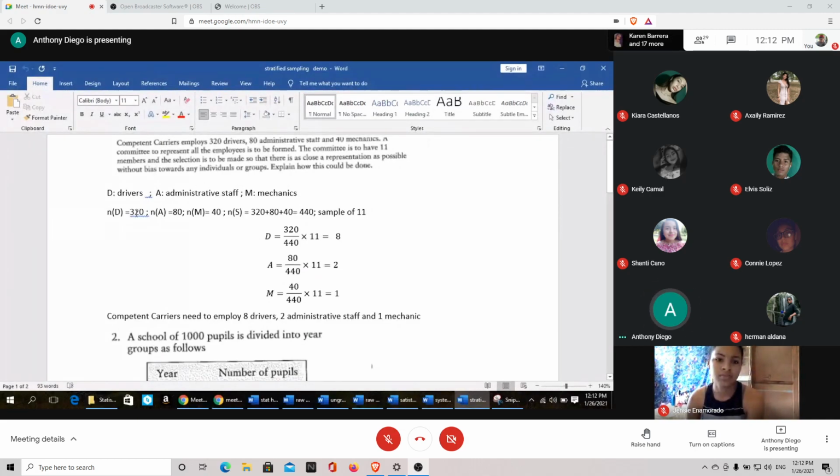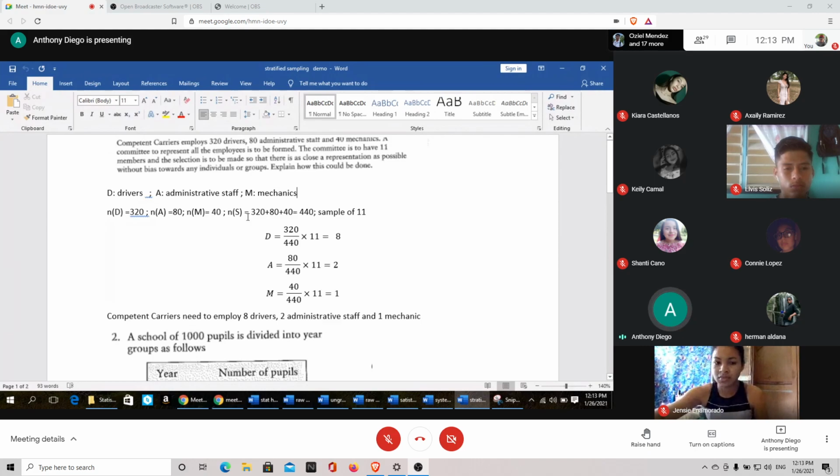So the number of drivers that we have, this is the cardinal of the number of drivers, 320. The number of administrative staff, 80, and the number of mechanics is 40. Now together, the sample space will give us the total population, including drivers, administrative staff, and mechanics, which will be 440. Now, out of that 440, they need a sample of 11.